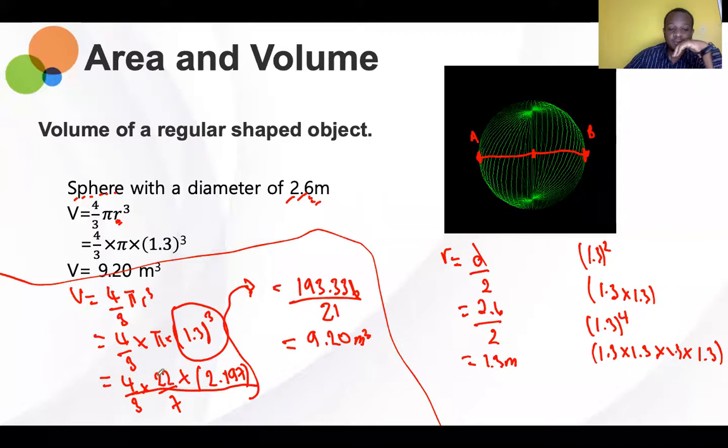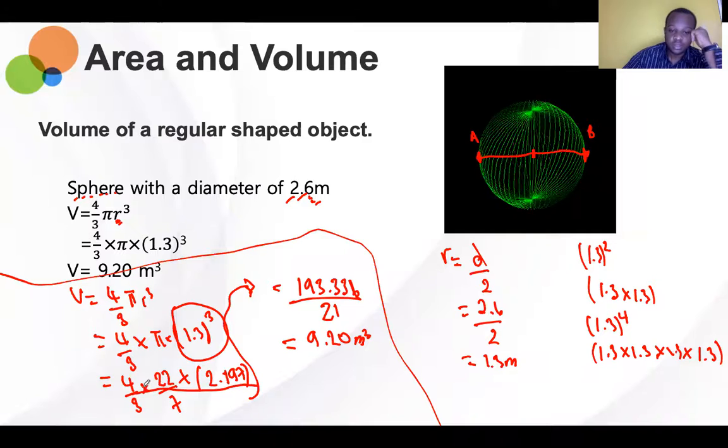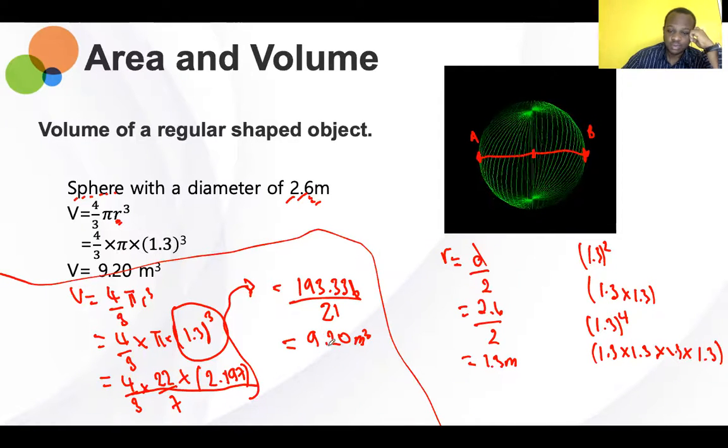So we have 4 times 22, as our pi is 22 over 7, times 2.197. And then we multiply all of these and we get 193.336, right? And down here now we have 3 times 7, so that would be 21. We divide them, and we have 9.2 meters cubed, right? You have to remember your units for volume.